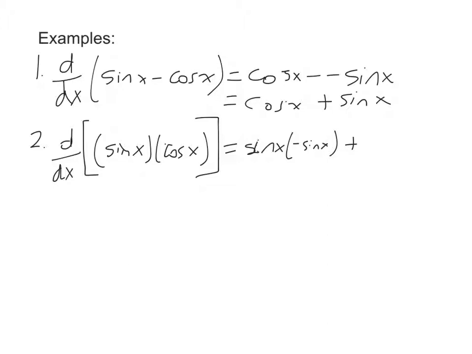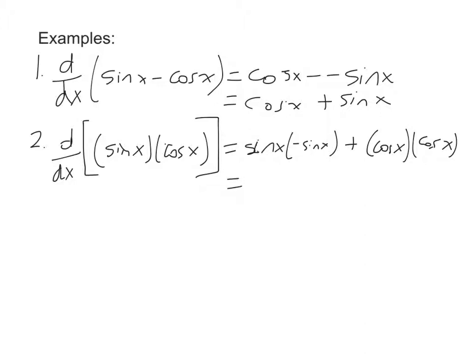It's hard to write with this deal here. So the first times the derivative of the second, and then I've got the second, which is cosine x, times the derivative of the first. The derivative of sine is cosine x.